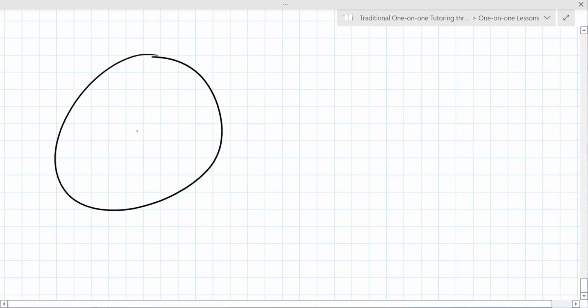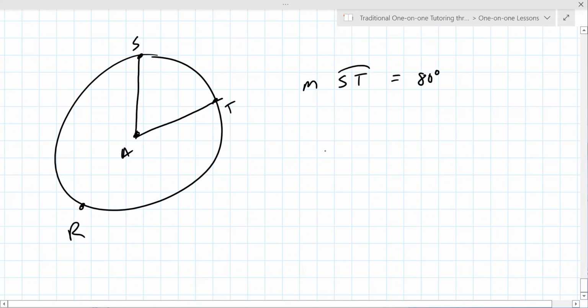Let me just make one up real quick, and then we'll jump to one of the ones you got here. All right. So here's a kind of a starter problem. Let's say that the measure of arc ST is 80 degrees. What is the measure of arc SRT? It would have to be 280 degrees. Yes.